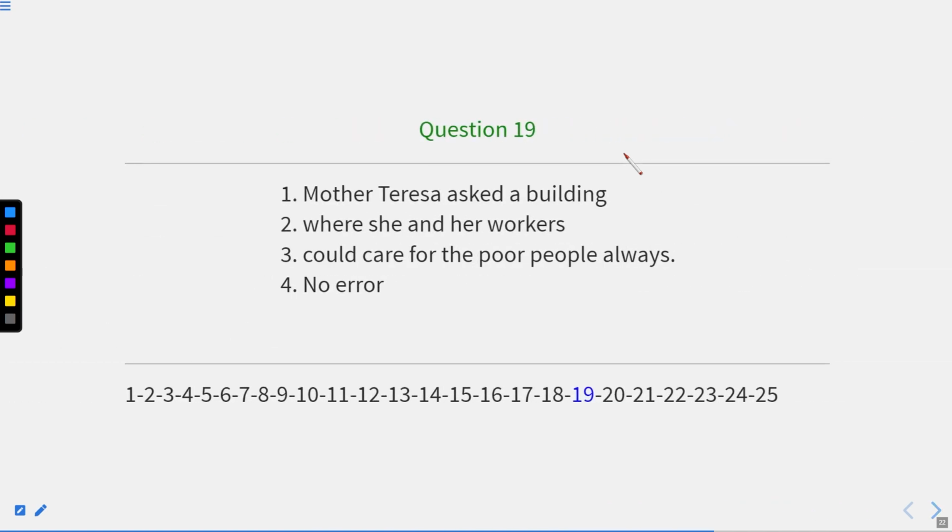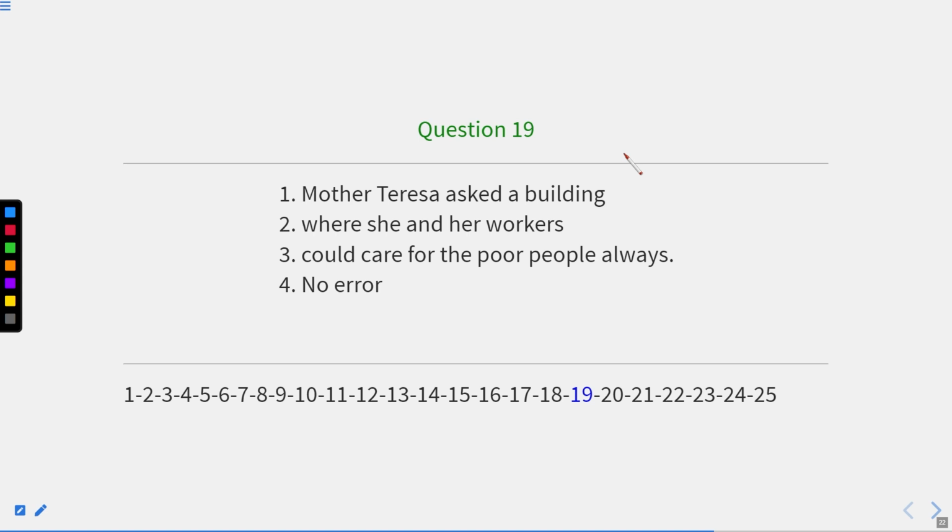Now let us move to the next one. Mother Teresa asked a building where she and her workers could care for the poor people always. Now if I say Mother Teresa asked a building, it means Mother Teresa is asking a question to the building. But no, she is not asking anything to the building. In fact, she asked the question about the building. Therefore, after this asked, we need a preposition over here, that is for. So the first part contains the error.